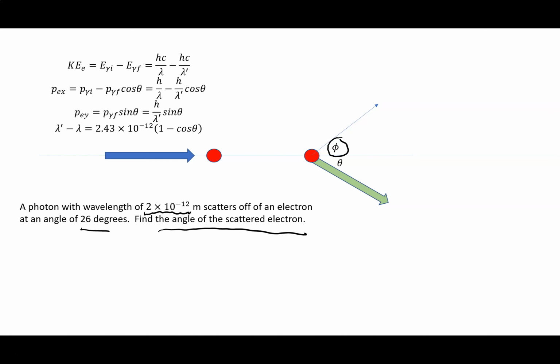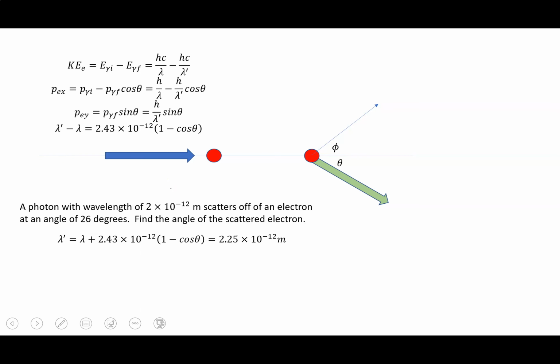Okay, so this is what I say. If you don't know how to calculate what they're asking for, you calculate what you do know how to calculate. They give us the angle. They give us the initial wavelength. Let's find the new wavelength, lambda prime. Lambda prime is the original wavelength plus this extra bit that we get. And if you do that, we go from 2 to 2.25 times 10 to the minus 12. Again, it's a small effect.